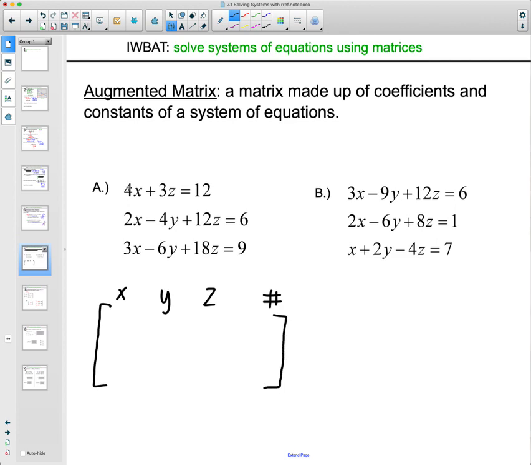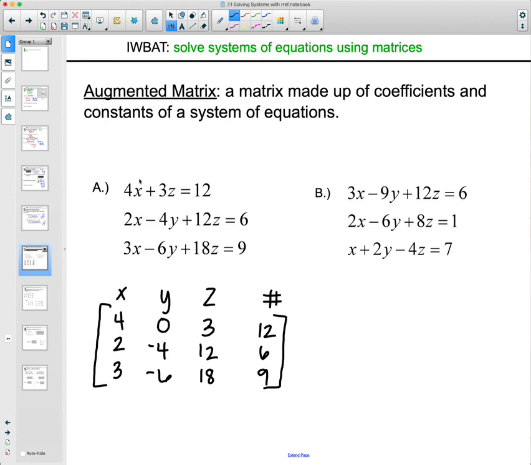So in this first column is going to be the coefficient of the x. So we've got 4 for the first equation. Then we need the y. There isn't a y in this top equation, so that's a coefficient of 0. Then the z is 3, and the constant number is 12 for that first row. Second row, the constant in front of the x is 2, the y is -4, the z is 12, and the constant number is a 6. Third row is 3 for the x, -6 for y, 18 for z, and 9 for the constant.